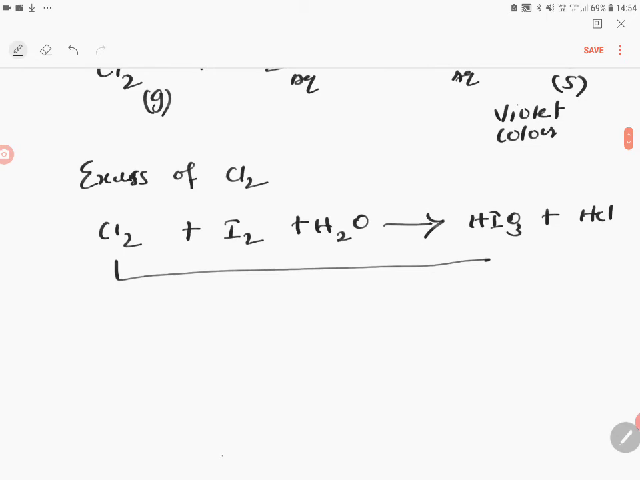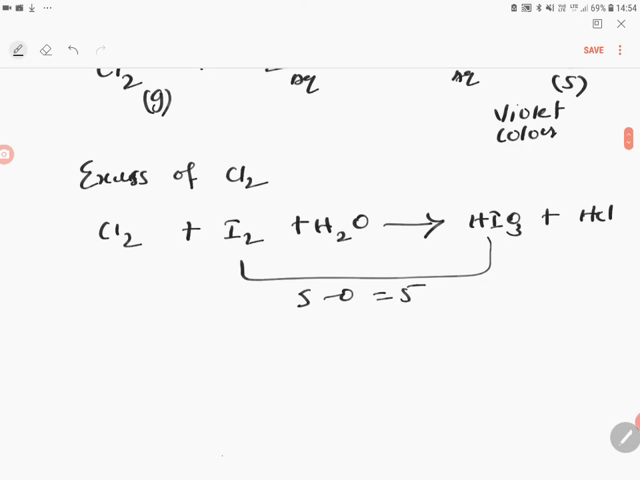Calculate the change in the oxidation state. 5 minus 0, 5. So you will get 5 here, and 10 will come here, and iodic acid will be 2, balance hydrogen. So when you add excess of chlorine, what happens? Colorless iodic acid is formed.